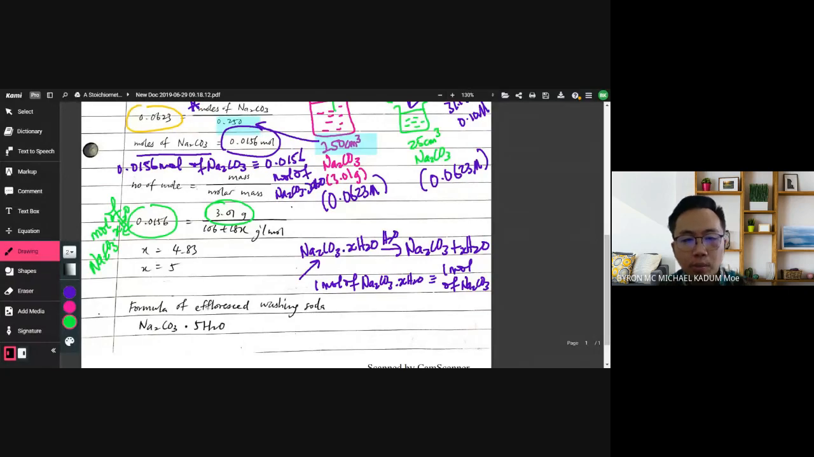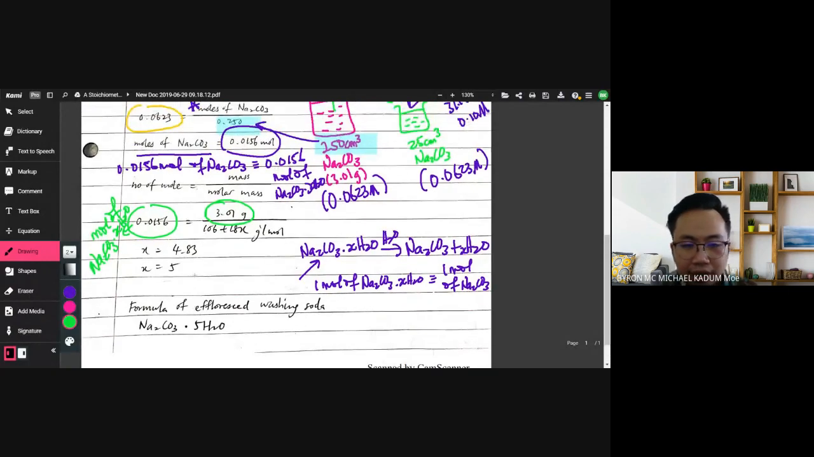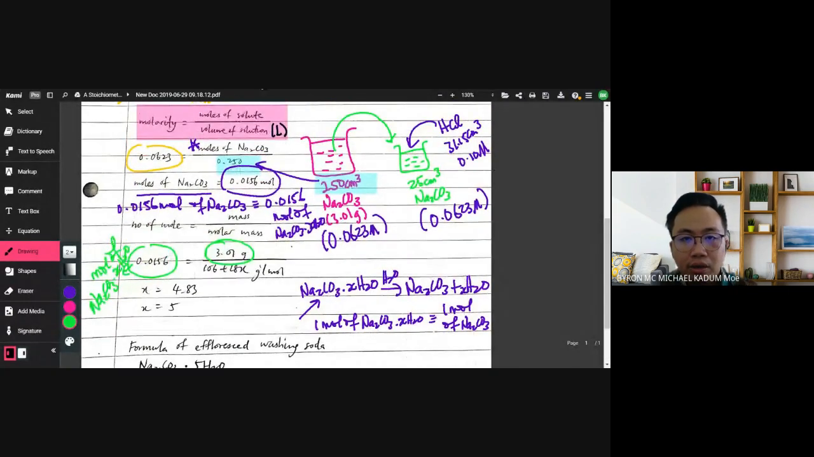Alright. So the formula of the efflorescent washing soda is Na2CO3.5H2O. Macam begitulah cara dia jawab 7. So memang ini adalah very higher order thinking skills lah. Level yang lebih tinggi lagi. Okay, so far di situ ada soalan.